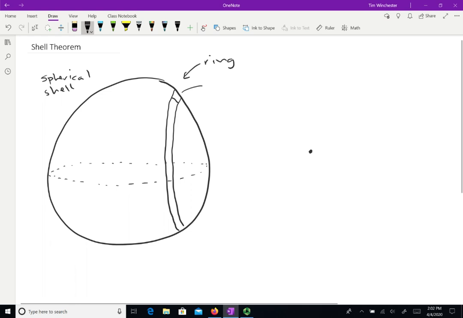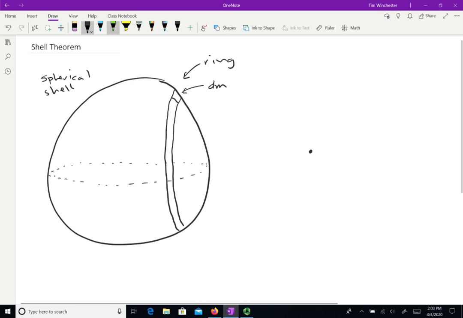We will then also ultimately split up the ring into small little elements. So this small piece of the ring I'm going to call dm. That's a small mass element of the whole planet. And so by splitting the planet into spherical shells, splitting each shell into rings, and splitting each ring into a mass element, we have split up the planet into infinitesimal little pieces. Okay, so that's the setup for the problem.